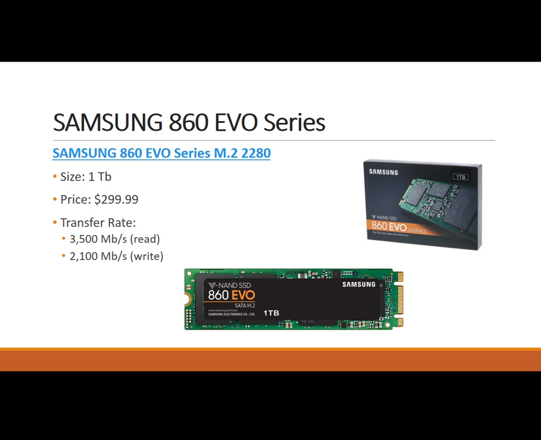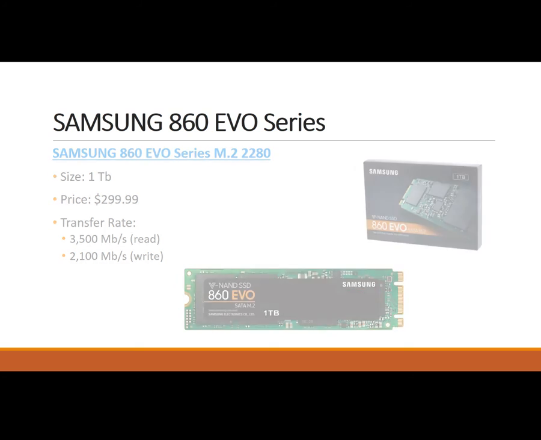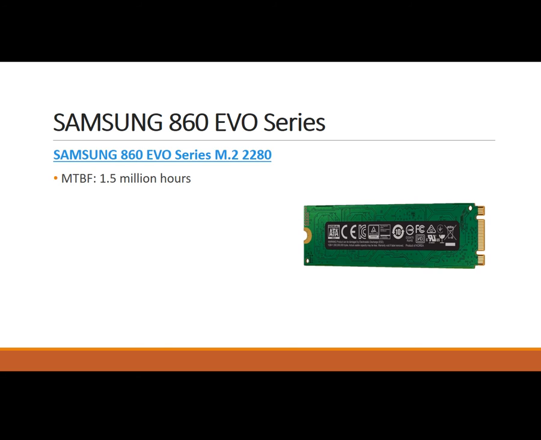What was the cost of your 10? 1.5 million hours. The warranty's 5 years. And the IOPS, the random read is 97,000, and then the random write is 42,000.